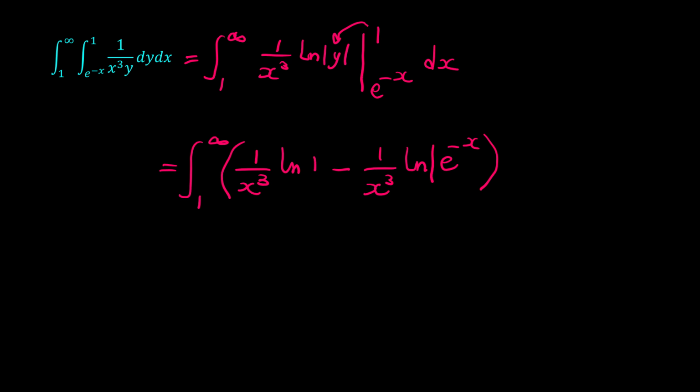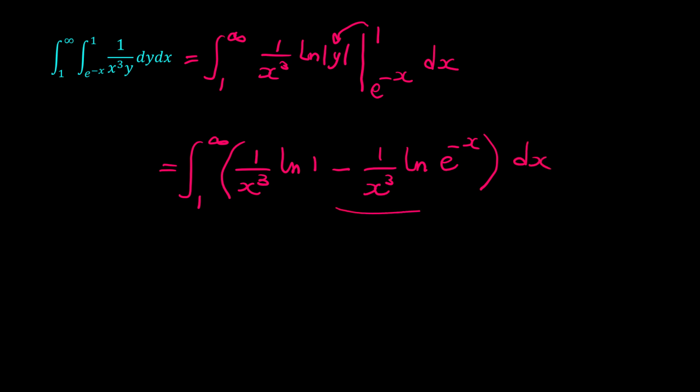The reason that you don't need to put absolute for this is because e to the negative x or e to the x is always positive. So it's not really necessary to put absolute for this expression. dx.